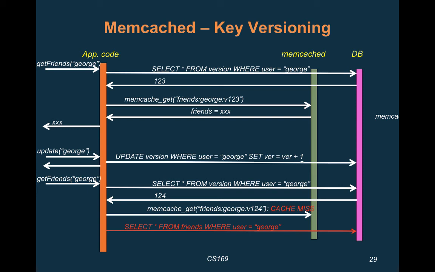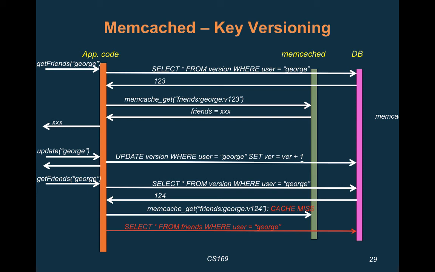It forces you to go to the database to get the friends, put it in the cache, and from now on, everything will be version 124, until a day later when something again happens to George's profile and you bump to the next version. Okay? So this is not deleting from the cache. The stuff is still there, but the way you construct the keys, you move on, essentially leaving that stuff behind.